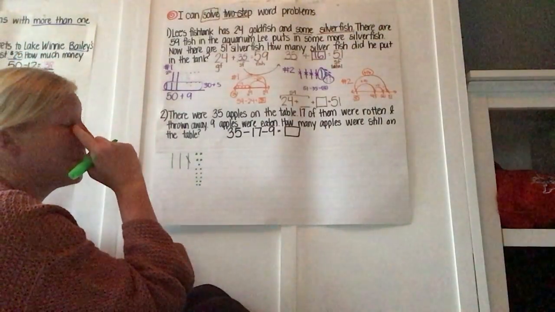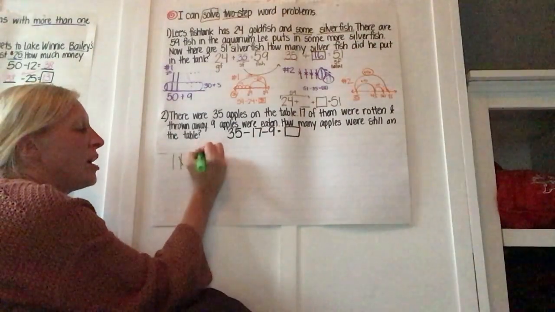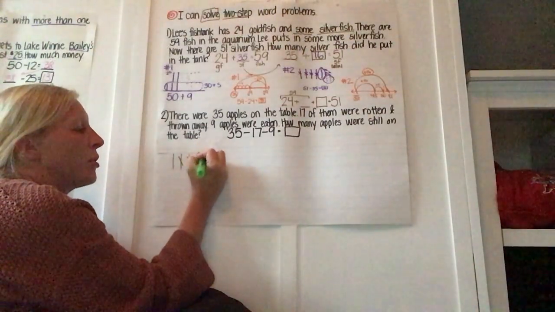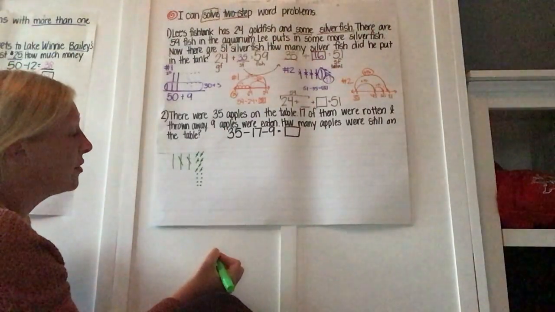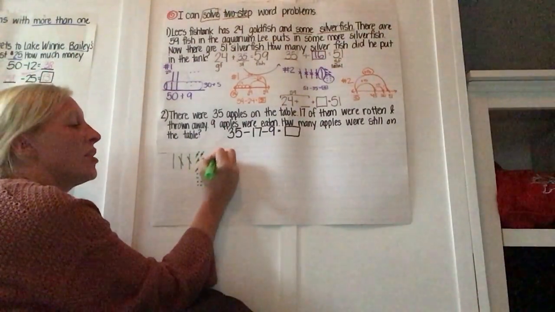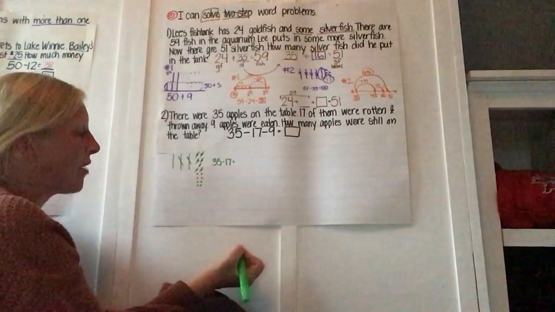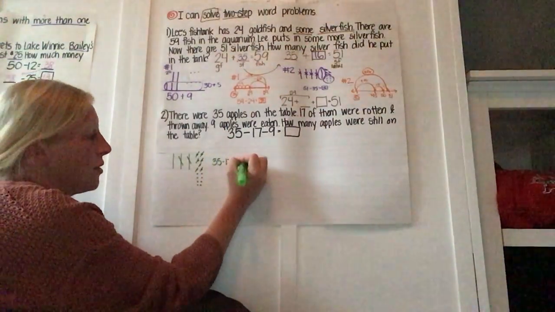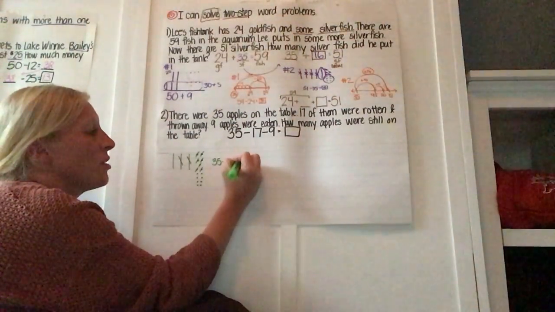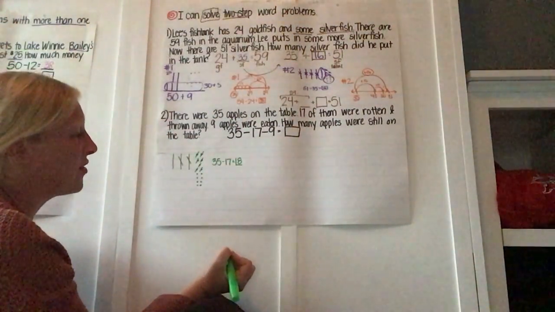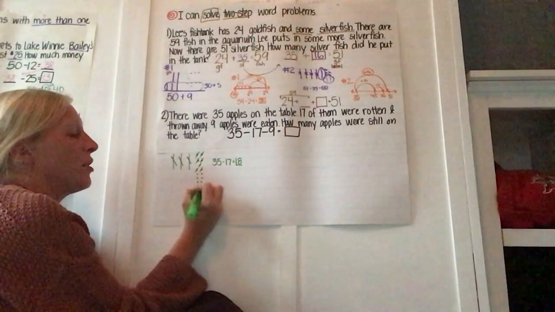Now what am I going to do? Cross off 17. 1, there's your 10. 1, 2, 3, 4, 5, 6, 7. All right. So when you did that, 35 take away 17, what did you have left? You had 1 ten and 8 ones. All right, then you take away 9. You don't have enough, do you?